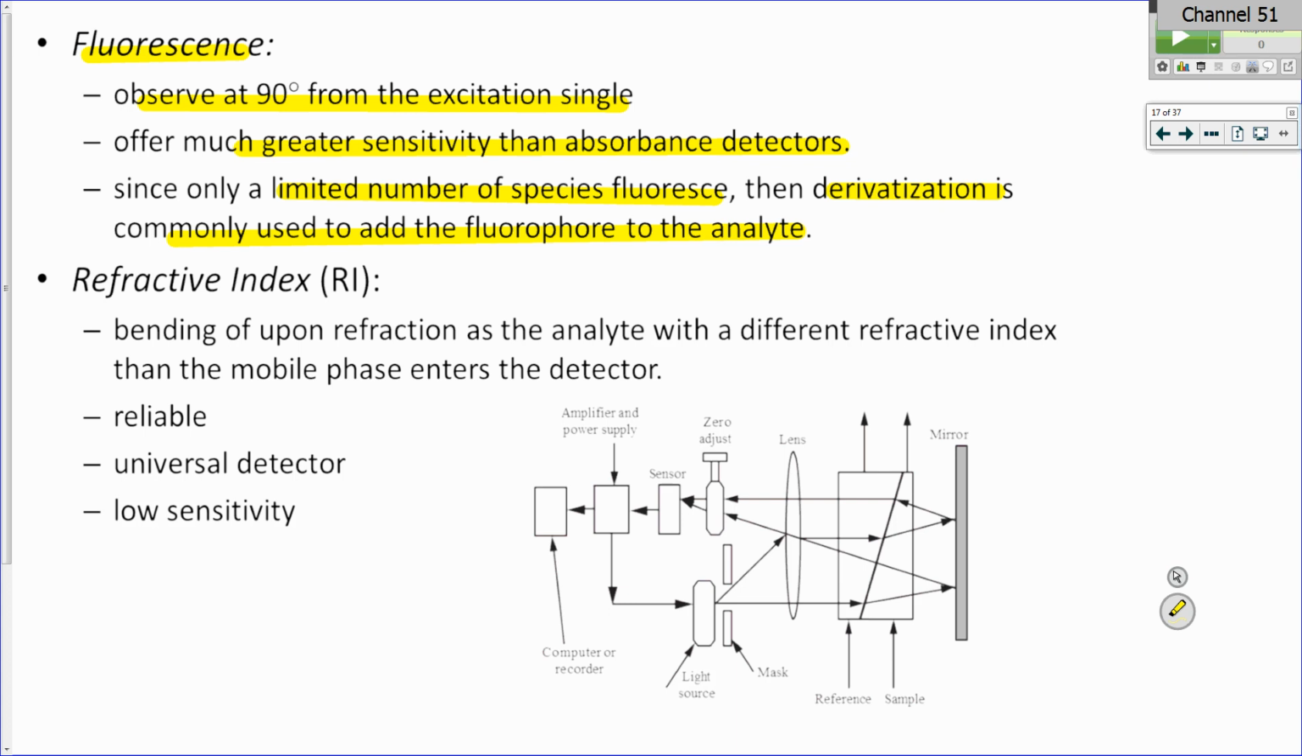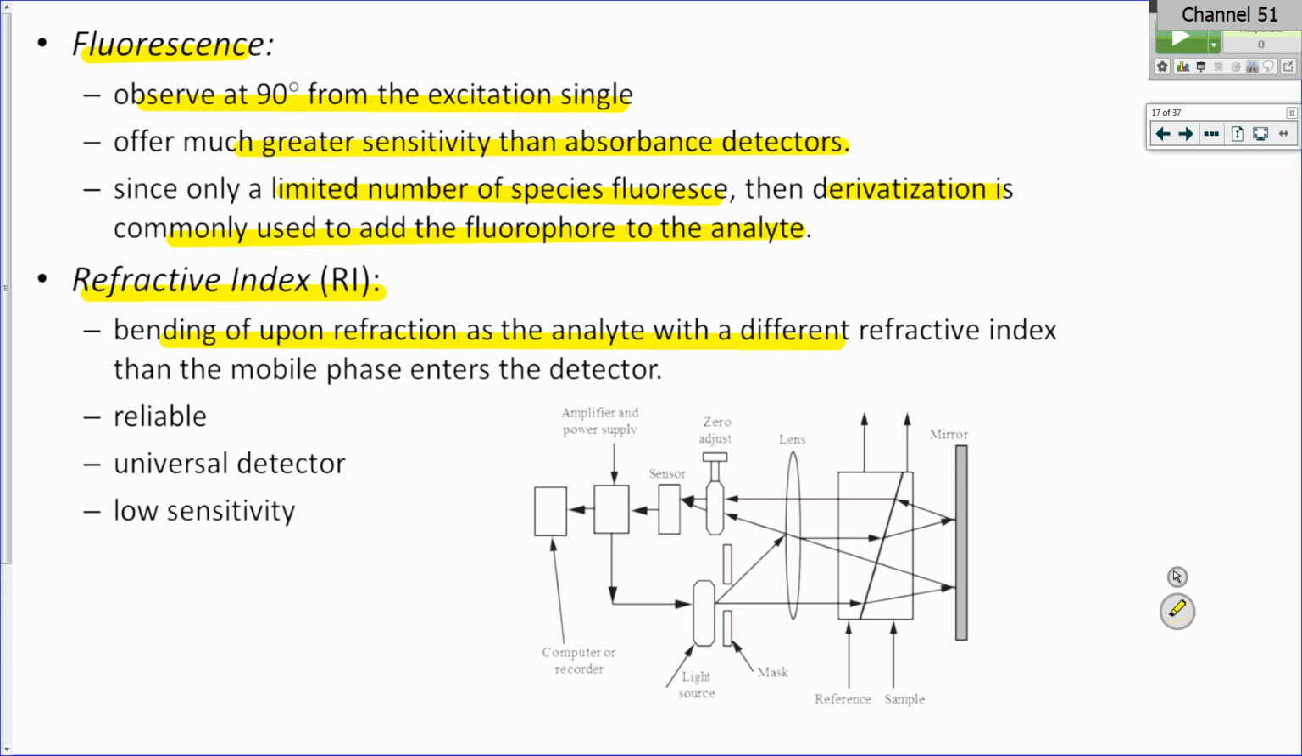Now, something that's more bulk property based is a detector called refractive index. This is not as popular as it used to be, but this is one of the old detectors that we had. I've still got one sitting up in the lab. What it does is it bends the light as it refracts at a different angle as the analyte goes through a series of windows. I'm going to show you what I'm talking about here.